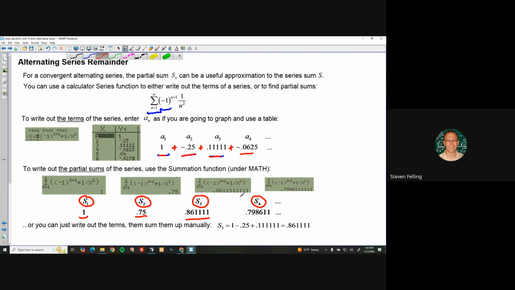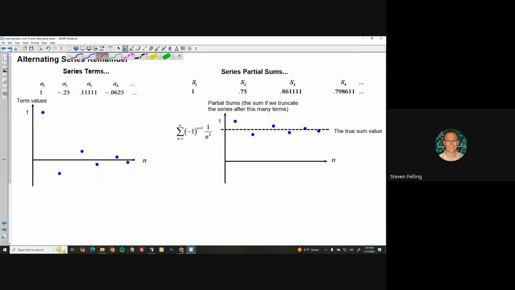Okay. So what this section is about is, if I'm just working with the terms themselves, the series terms, a1, a2, a3, a4, and I plotted the term values, so a_n versus n, the terms are jumping around from 1 here, the -0.25, 0.111, to -0.0625 and so on.